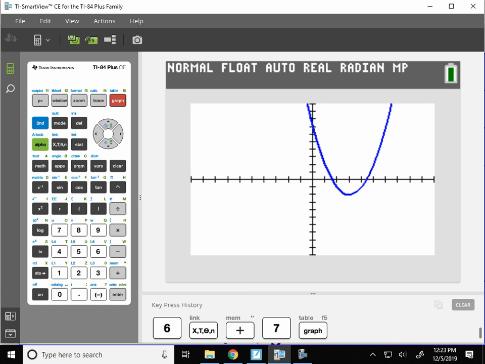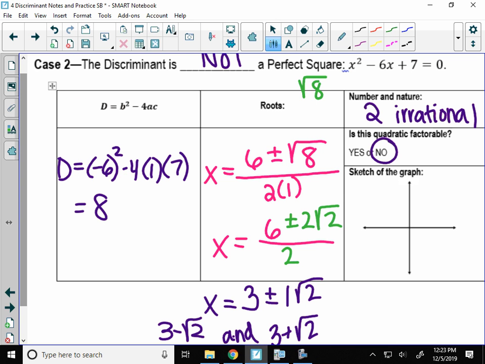So it kind of looks similar to the last graph. I saw the parabola. It still crosses the x-axis. It's just where these cross this time are irrational. So I still have x-intercepts. They're just not nice numbers. So when I label them, I'll just label one as 3 plus radical 2, and the other one is 3 minus radical 2. All right, flip your page when you're done writing.